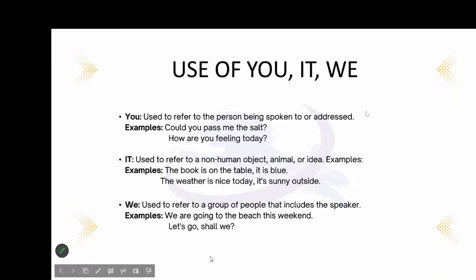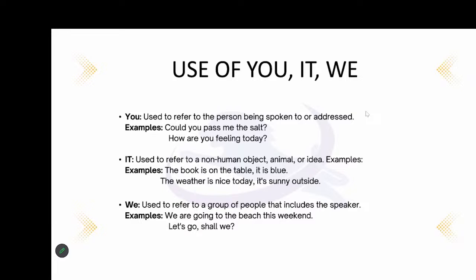Yes, use of you, it, and we. You is used to refer to the person being spoken to or addressed. For example, could you pass me the salt? How are you feeling today? Now, if you're asking someone, like, can you please give me this?